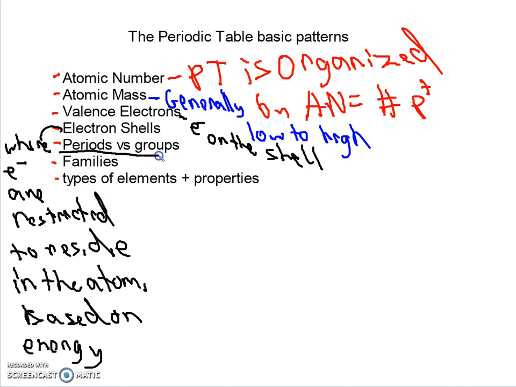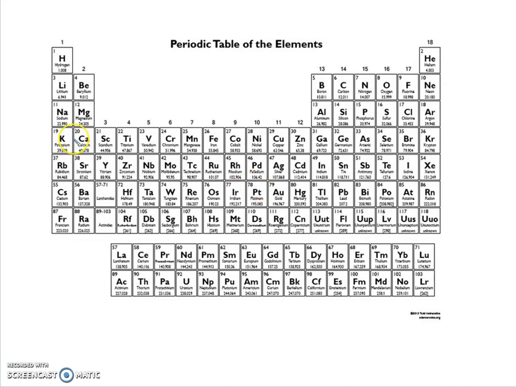Periods versus groups I'll talk about first, then I'll come back because valence electrons and electron shells actually go with periods and groups. So the rows, so going this way, left to right, these are called periods. And then going top to bottom, or bottom to top, I guess, same thing, these are called groups.